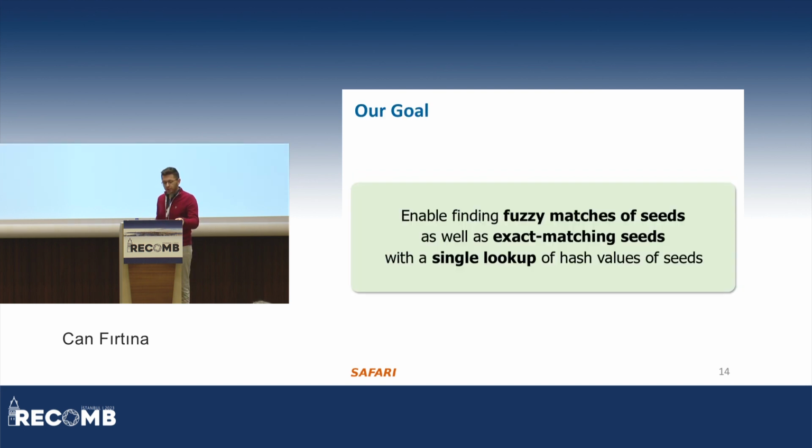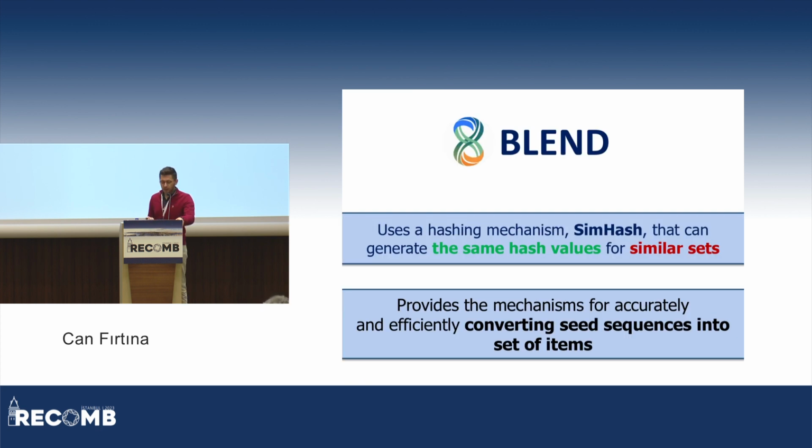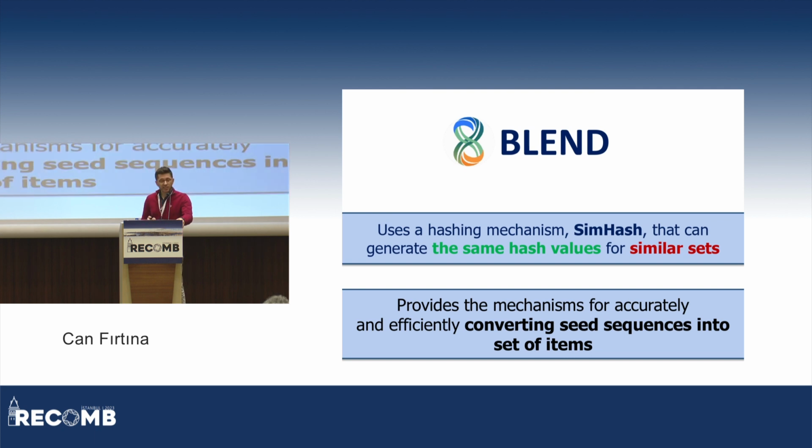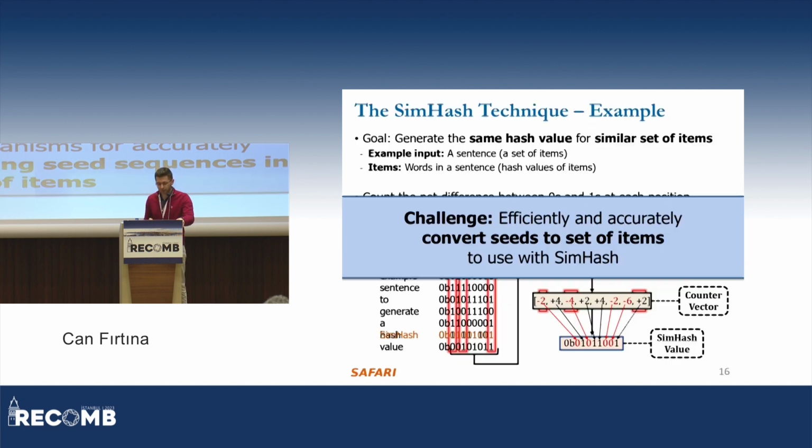Our goal is to enable finding fuzzy seed matches as well as exact matching seeds with a single lookup of the hash values of these seeds. To this end, we propose BLEND. BLEND is based on two key ideas. BLEND uses a hashing mechanism called SimHash that can generate the same hash value for similar sets. And it provides the mechanisms for accurately and efficiently converting seed sequences into a set of items.